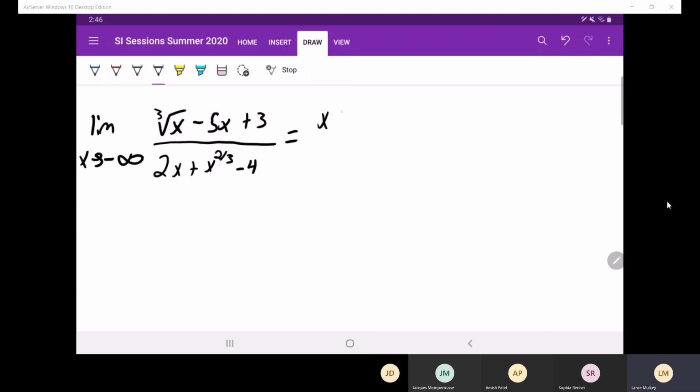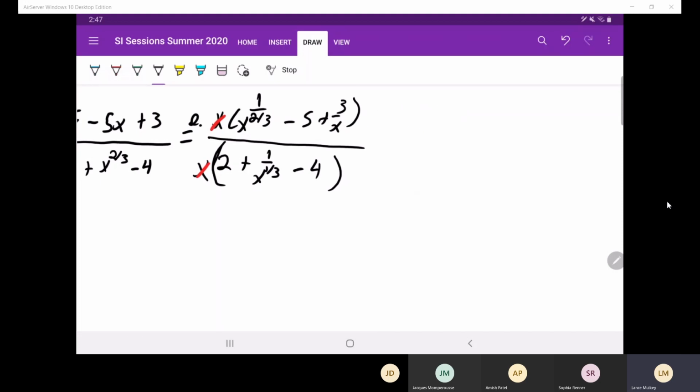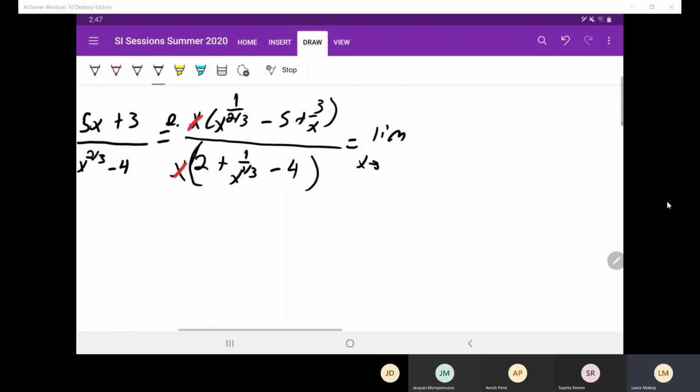So if you pull out an x, you're left with x to the negative. We're going to make this easier. Don't forget the limit. Then your x's drop. So you're left with the limit negative infinity. Negative infinity.